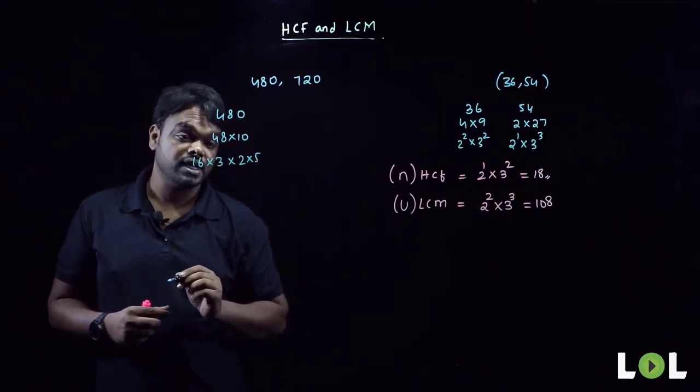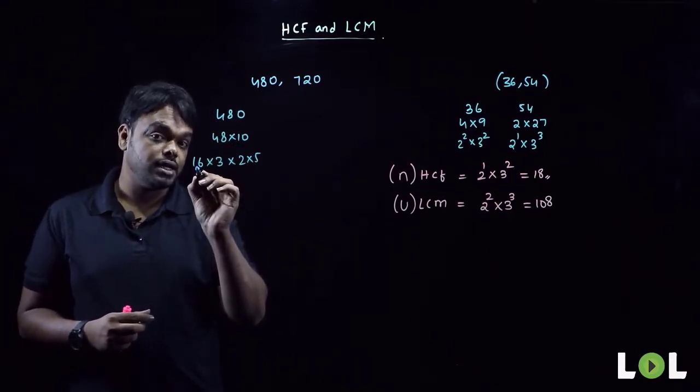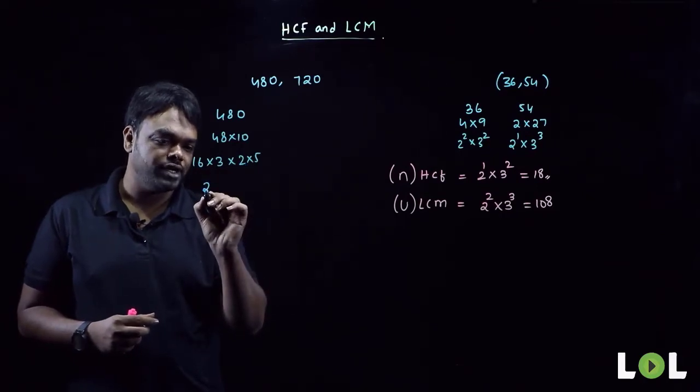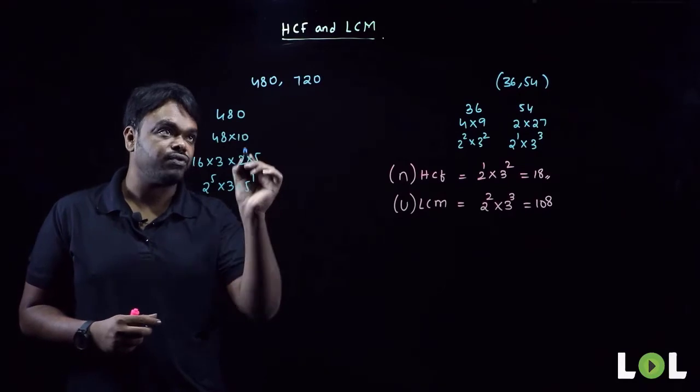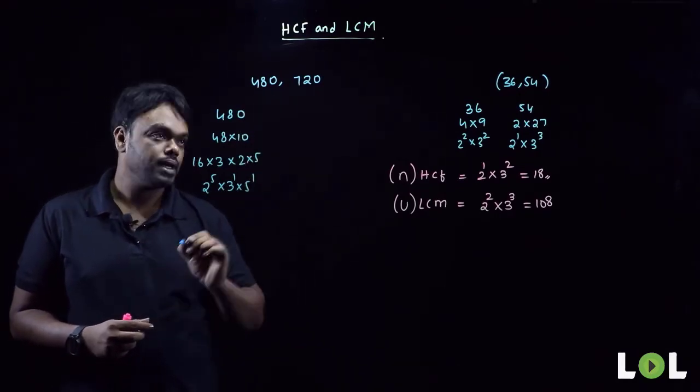Now in this case, 16 is 2 power 4 and 1 more 2, that is 2 power 5 into 3 power 1 into 5 power 1, which is the factorized form of 480.